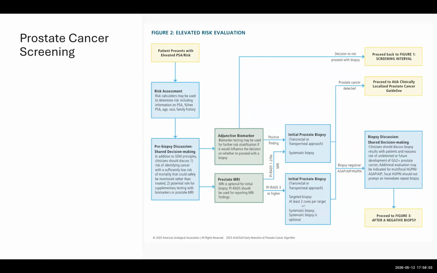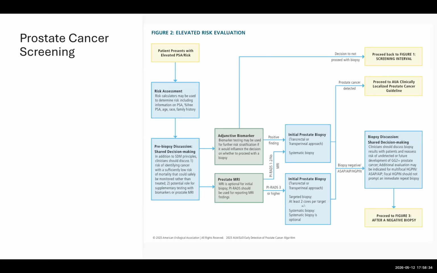So again, you go through what we call shared decision making, and you talk to your patient. You talk about the risk of doing the biopsy and the risk of identifying a low-grade cancer that may have a low risk of mortality, which could just be monitored. You also discuss with them that you could possibly use an MRI, or could use adjunctive biomarkers such as the 4K test, ISO-PSA, PSA3. When you use those, they give you an indicator of the risk. So then you'll know whether to proceed to the prostate biopsy.